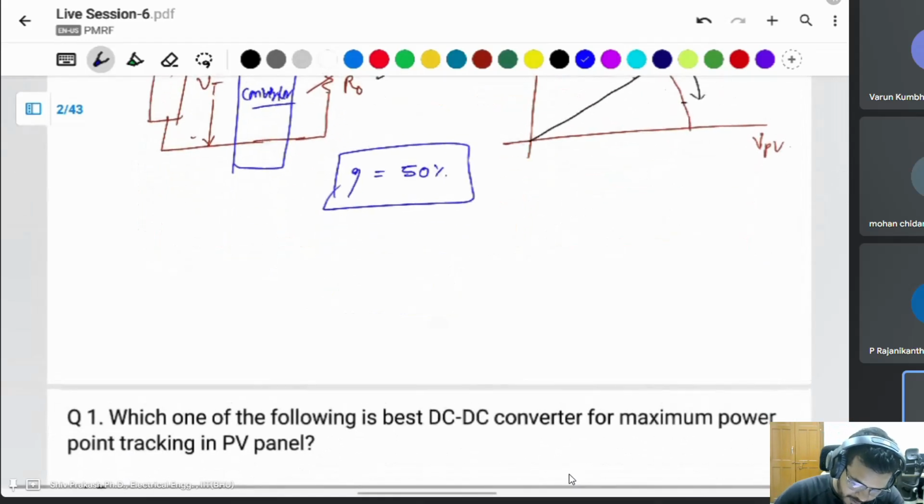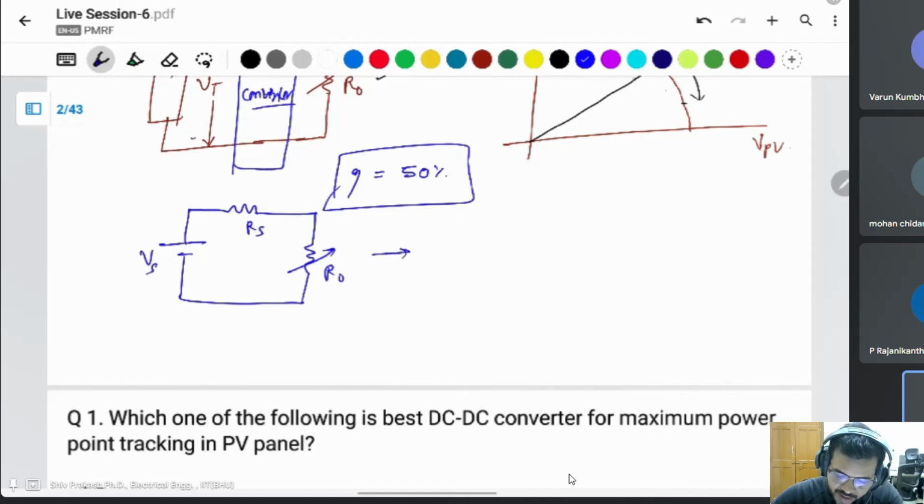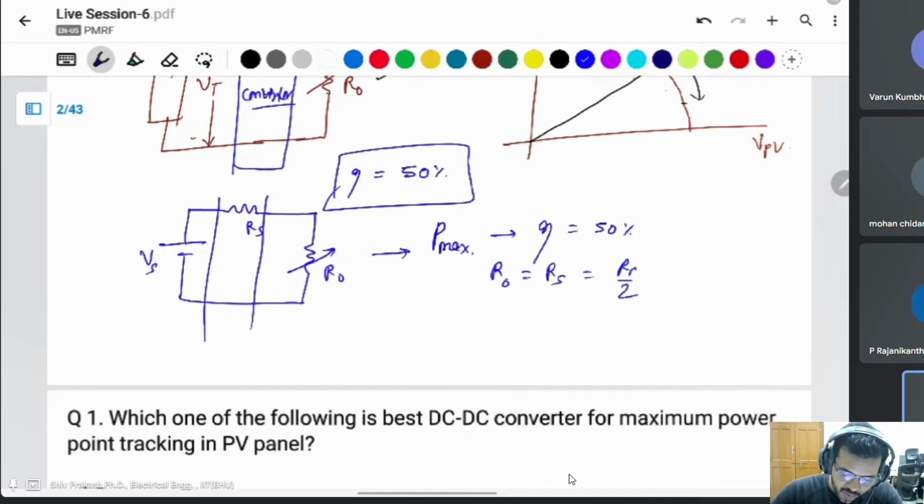Suppose you have a DC supply and the source resistance is there, then there is a load R naught, and the source resistance RS. In this system, if you transfer the maximum power P max, at this point efficiency is only 50%. Why? You can observe that for maximum power, R naught is equal to RS. Power is separated into two parts only.